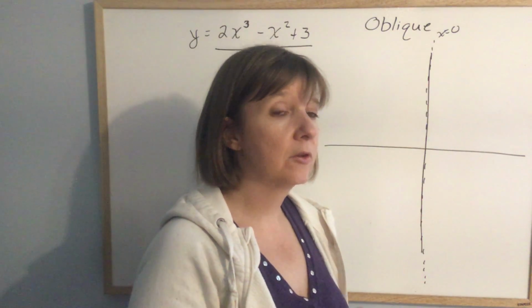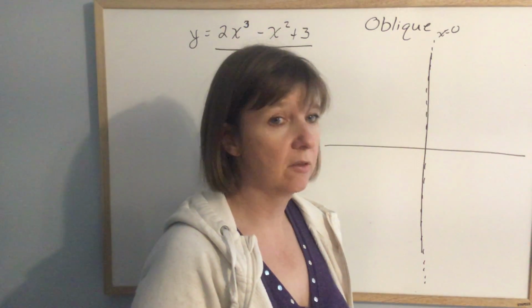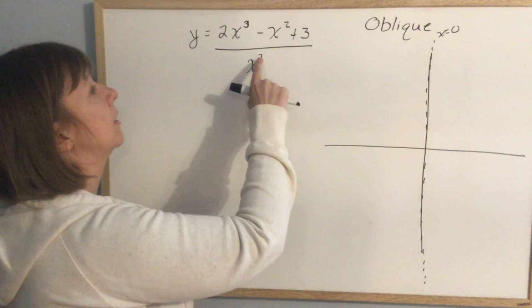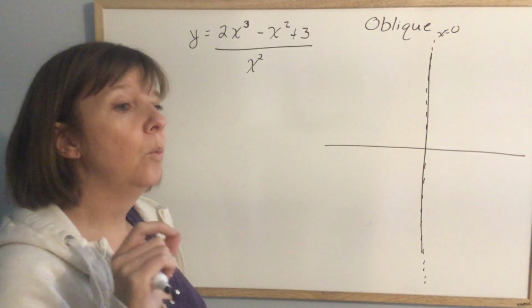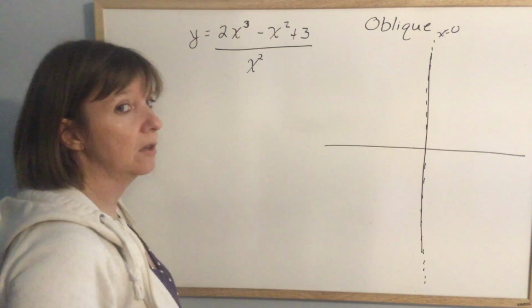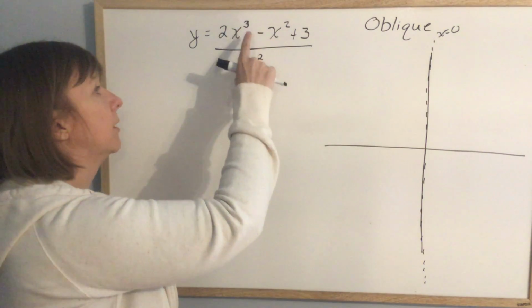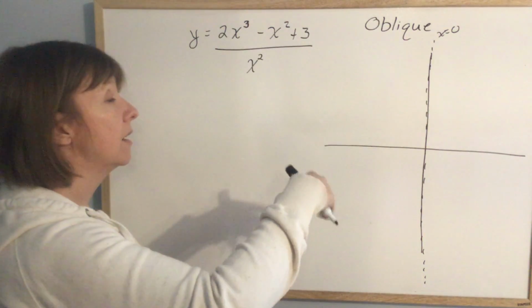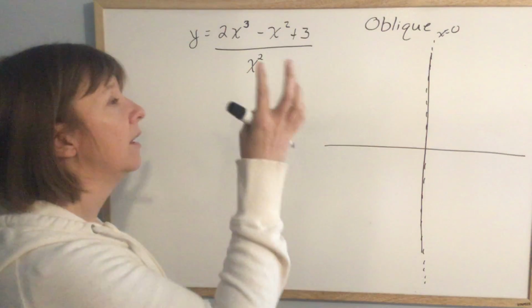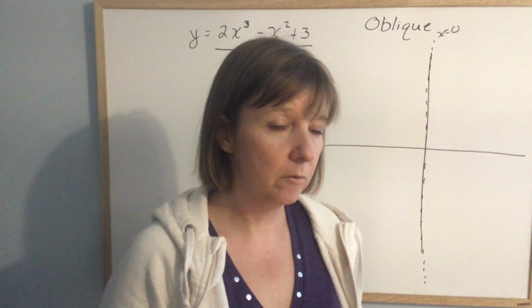Just because the degree of the numerator is bigger than the denominator does not necessarily mean there's an oblique asymptote, okay? So we know there's a horizontal asymptote if the degree on the bottom is bigger than the degree on the top. We know there's a horizontal asymptote if the degrees are the same, because then we just take the leading coefficients. Now, if the degree of the numerator is bigger than the denominator, or if you want to think of that the other way, if the bottom is smaller than the top, there is no horizontal asymptote at all.